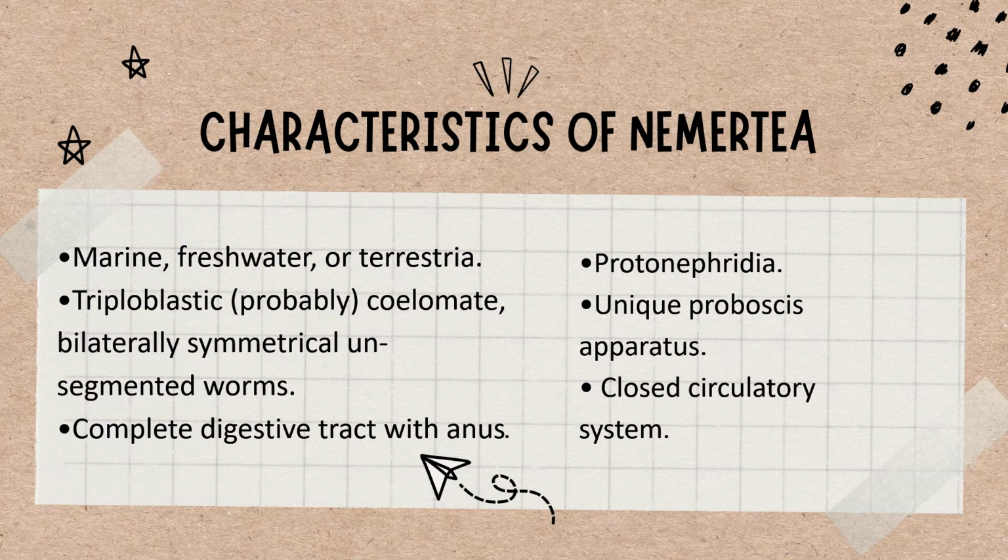Characteristics of Nemertea. Marine, freshwater, or terrestrial. It is triploblastic, probably coelomate, bilaterally symmetrical, unsegmented worms. It has a complete digestive tract with anus. It has a unique proboscis apparatus and a closed circulatory system.